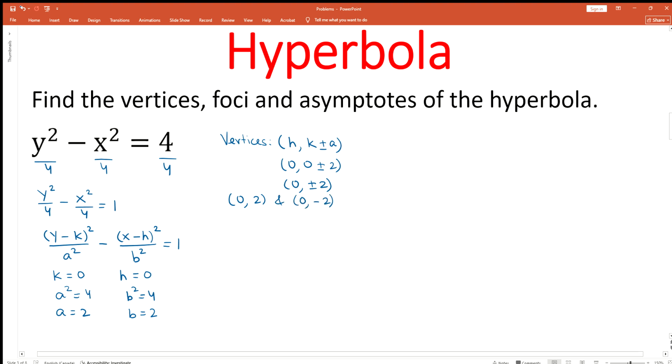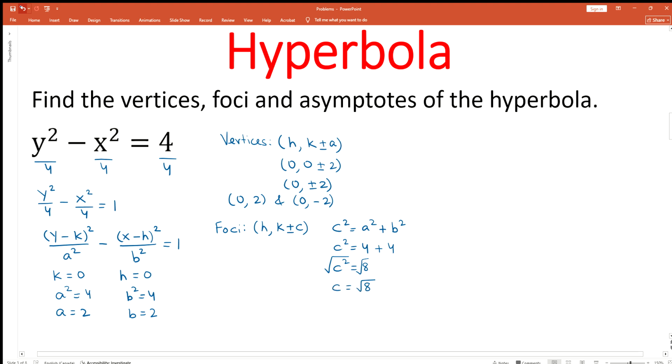Next, we can find the foci of the hyperbola. The setup for foci of a hyperbola whose branches or curves are above and below each other is (h, k plus minus c). We can find the c value from the equation c squared equals a squared plus b squared. a squared is equal to 4. b squared is equal to 4. Next, we can apply square root to both sides. I get c equals square root 8.